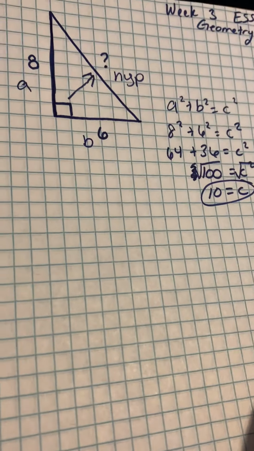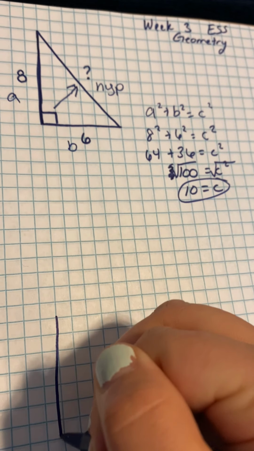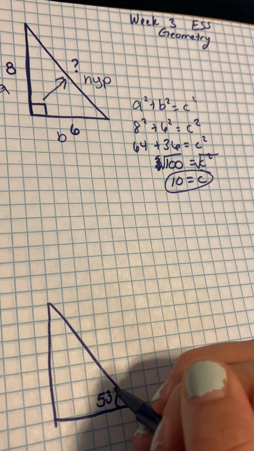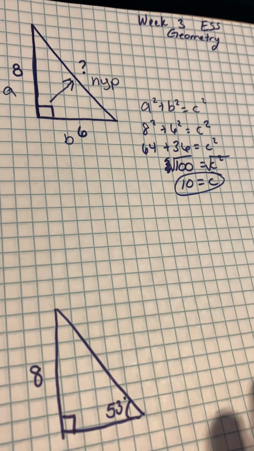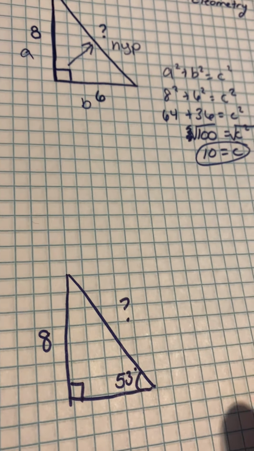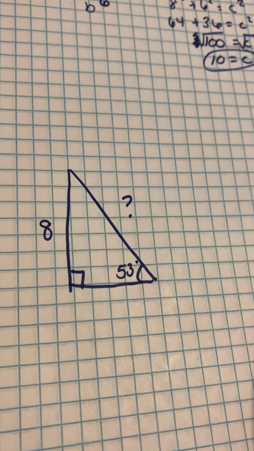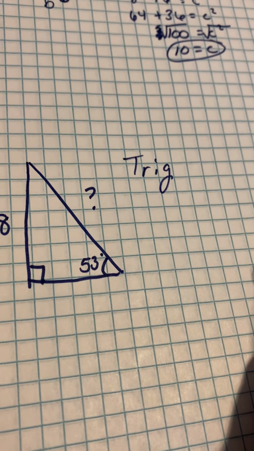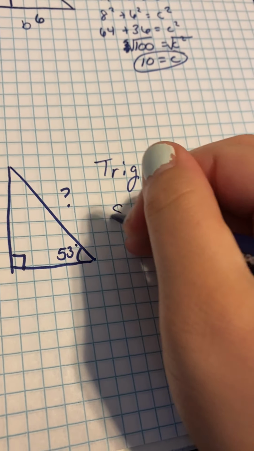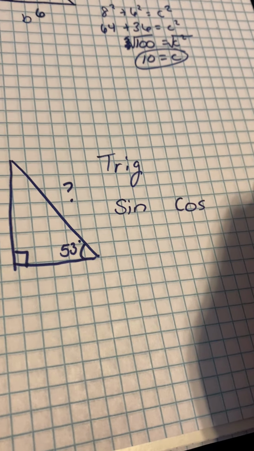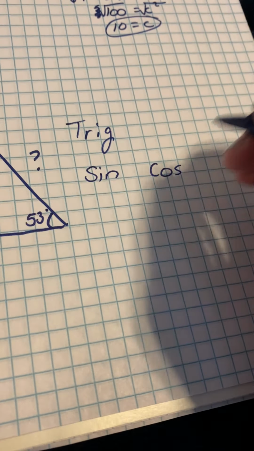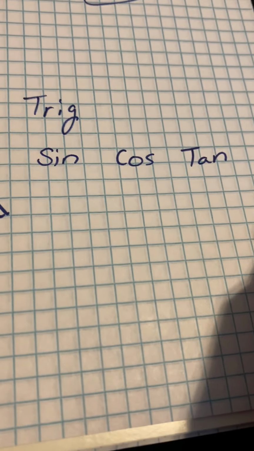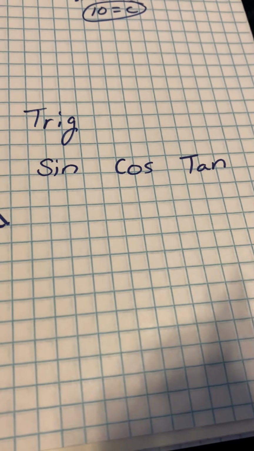So what if we didn't know one of the sides, but we did know this angle here was 53 degrees? How can we find this missing side? We need some new tools, and we're going to use trig. Have you ever noticed on your calculators there are three buttons that say sin, which stands for sine, cosine, and tangent? These are our trig functions, and we're going to learn how to use these.